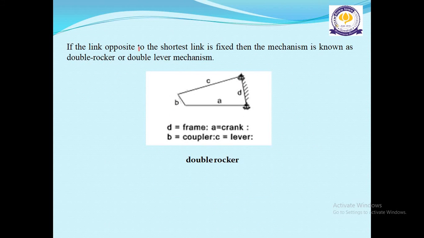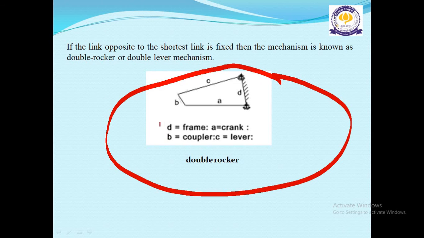Next, if the link opposite to the shortest link is fixed, then the mechanism is known as a double rocker or double lever mechanism. Here in this figure you can see the double rocker mechanism, where D is the frame and it is made fixed. Here A is the crank, B is the coupler, and C is the lever in this double rocker mechanism.